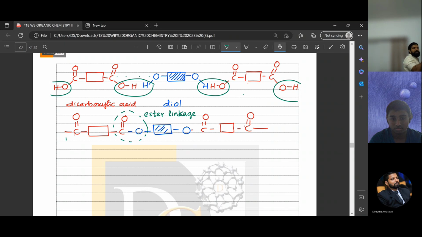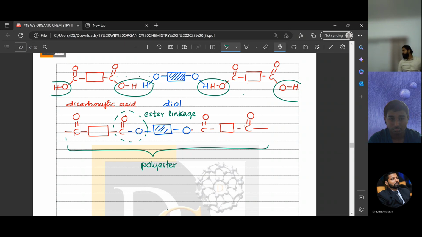Therefore, you have ester linkage again and again everywhere. The dicarboxylic acid has C double bond O on this side and O and C double bond O, because alcohol OH and then C double bond O from carboxylic acid. Are we clear? So this whole thing has many ester linkages. Therefore, you call this polyester.